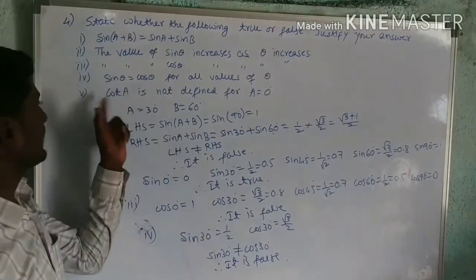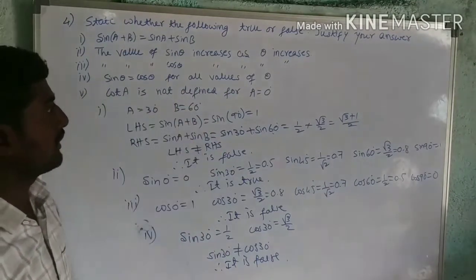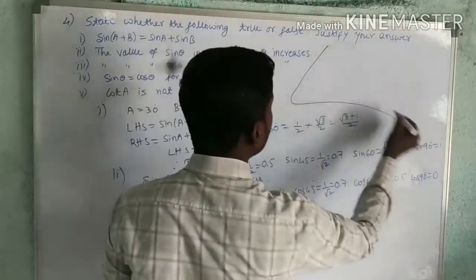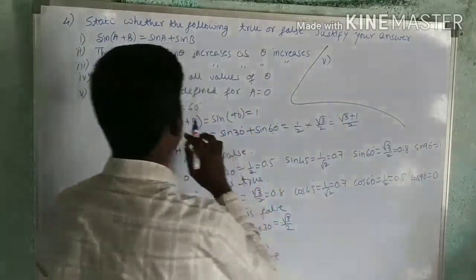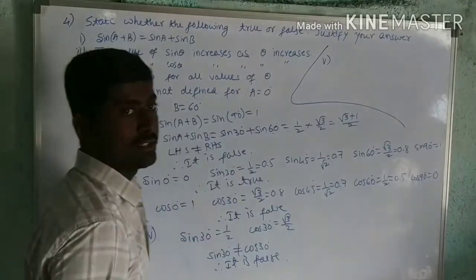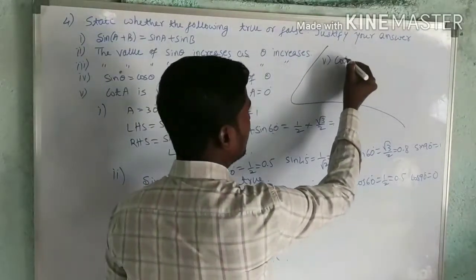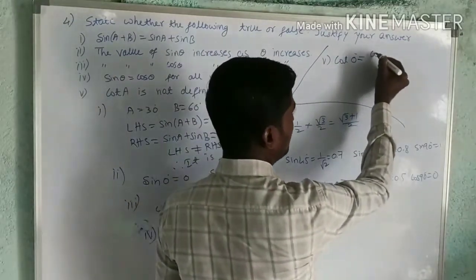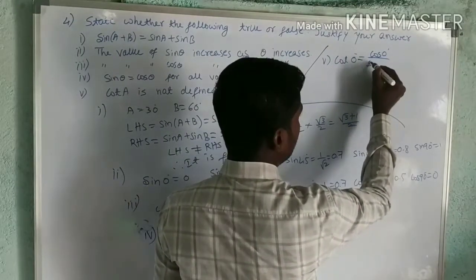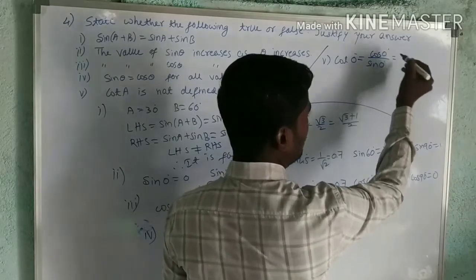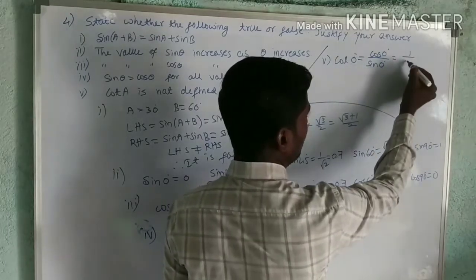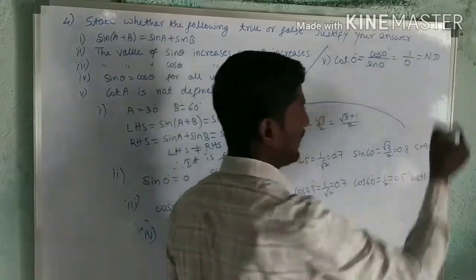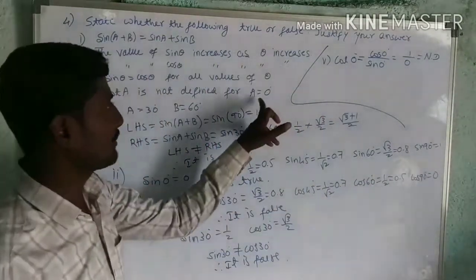Then the last one, that is the fifth one. Cot A is not defined for A equal to 0 degree. Cot A, A means 0 degree here. Cot 0 I can write as cos 0 degree divided by sin 0 degree. Now cos 0 degree value is how much? 1. Sin 0 degree value is how much? 0. So 1 by 0 is nothing but what? Not defined. So it means the given statement is true.